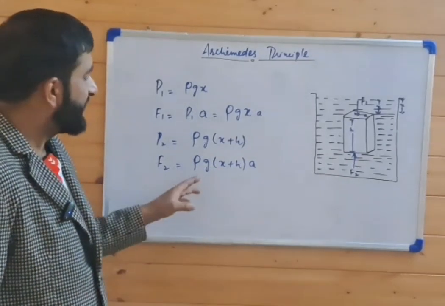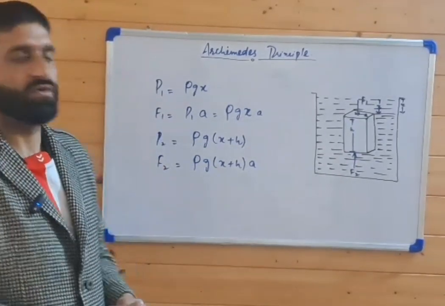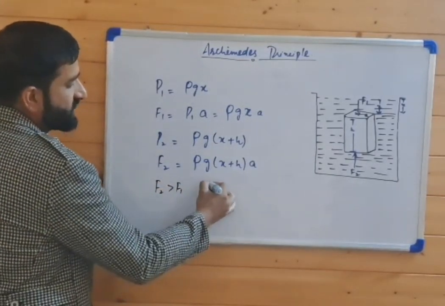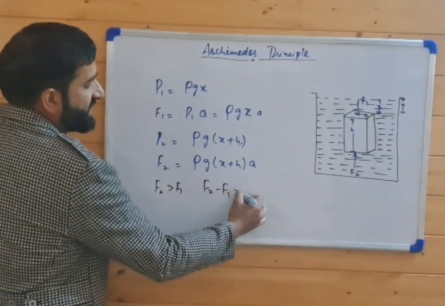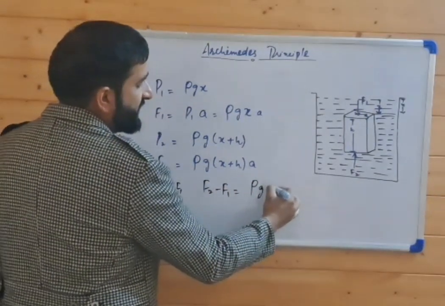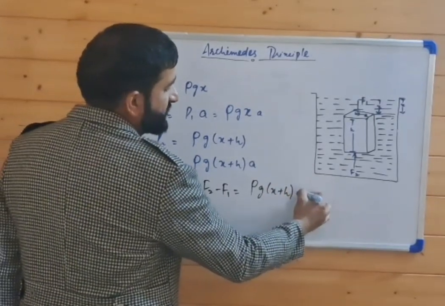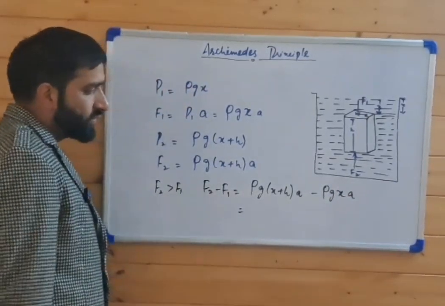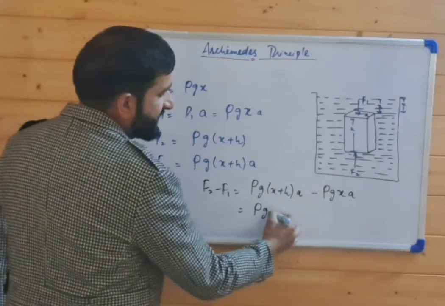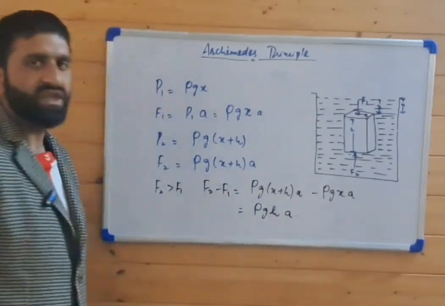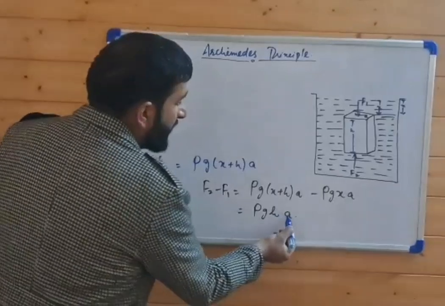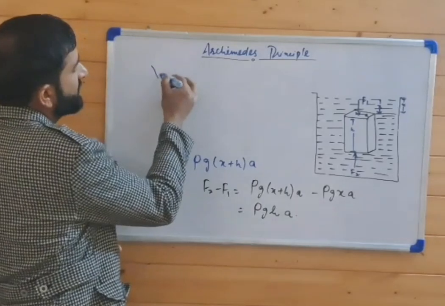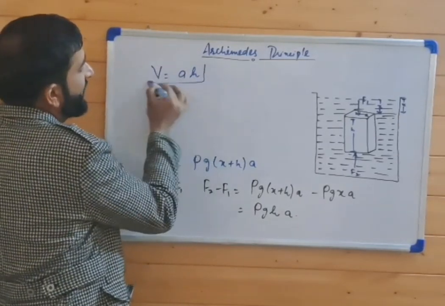Clearly, we can see that F2 is greater than F1. So the difference F2 minus F1 is equal to rho g into x plus h into A minus rho g x A. That on calculating gives us rho g h A. Now, A is the area and h is the height of the body, so the volume of the body is equal to A into h.